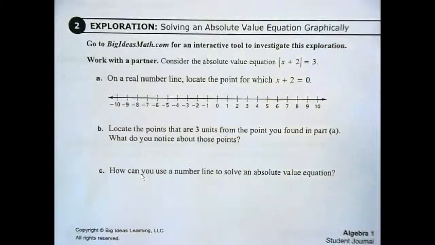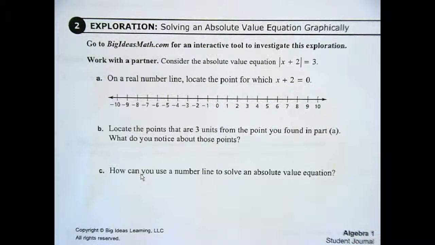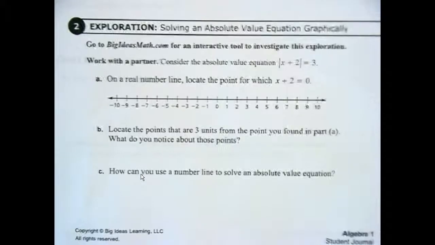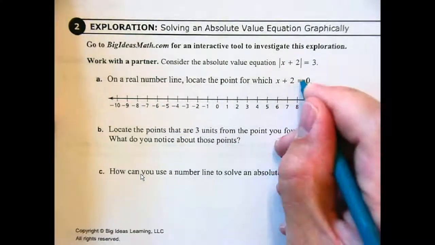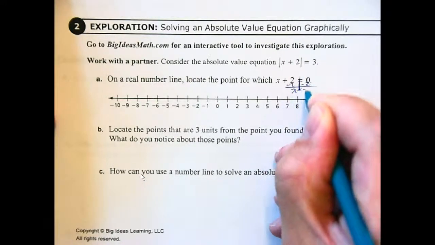Okay, consider the absolute value of x plus 2 equals 3. So what value makes that 0? Negative 2. We just solved this equation, right? Yes. x equals negative 2.